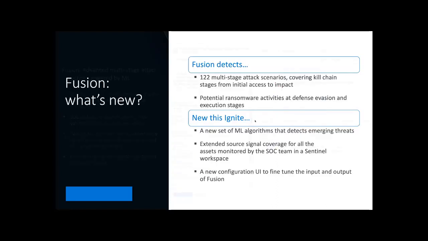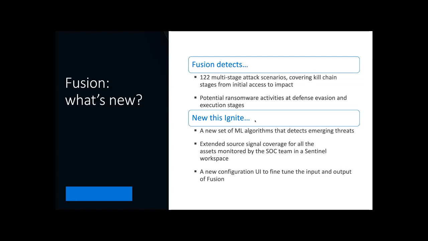So quickly, so far we've covered what is Fusion and how we're able to funnel it down, going from billions of signals into high-fidelity incidents. I definitely want to cover some of the new enhancements that we have brought into Fusion. Overall, Fusion has 122 multi-stage attack scenarios that cover the overall kill chain. And again, we are covering the MITRE tactics, so this goes all the way from initial access to impact.